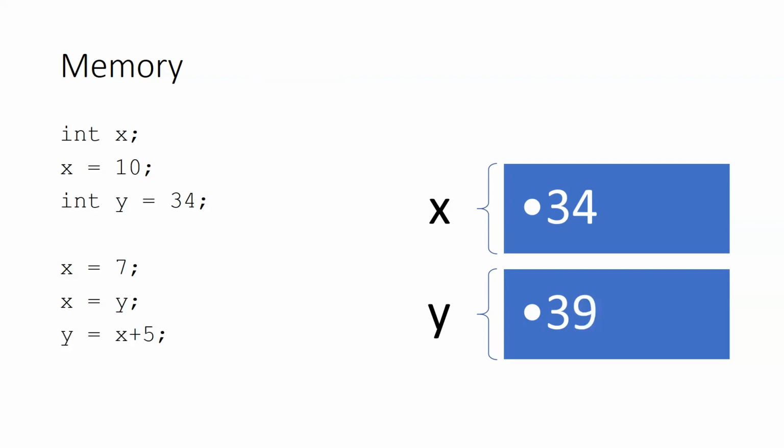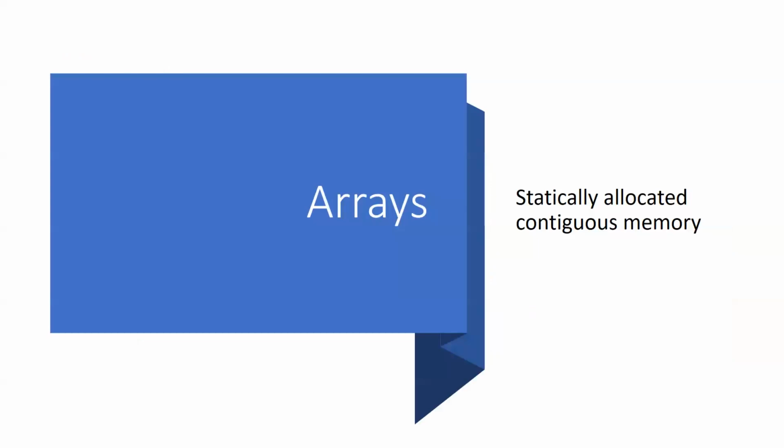And of course, you would know you could do arithmetic on it as well. We could say x plus 5 and then take the result of that addition and put that result into y, right? Again, that doesn't affect x in any way, okay? And that's memory allocation in a nutshell.